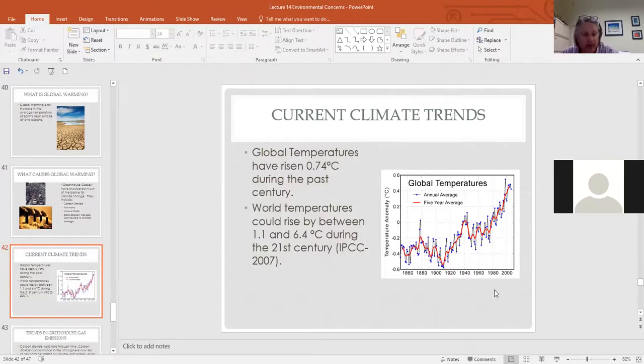So we're seeing the temperatures rise consistently because of our activities. Now, they rise and fall naturally. That's not an argument. It really isn't. We go through glacial periods, interglacial periods. We've been stable since the Neolithic Revolution.